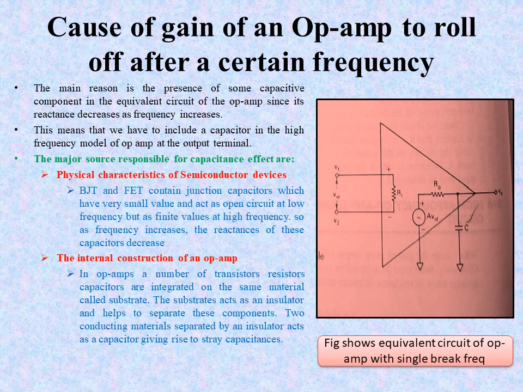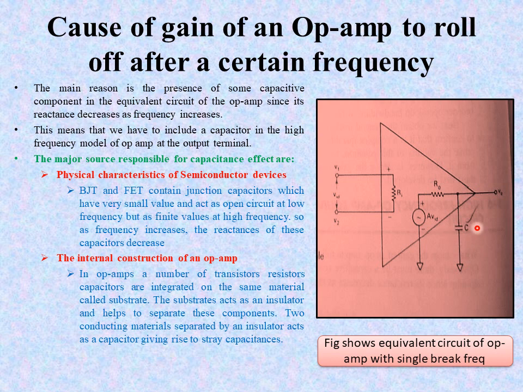Now, we are saying that we should include a capacitor here, and this capacitor will help us to determine that as this reactance decreases, the gain of the operational amplifier also starts decreasing after a certain frequency. For this we have drawn the equivalent circuit, and we have placed a capacitor also in the equivalent circuit diagram.